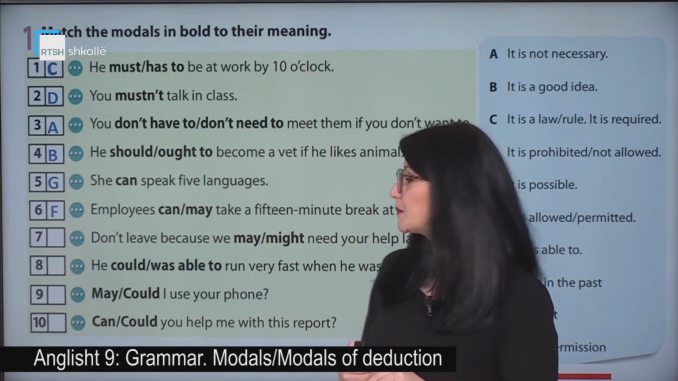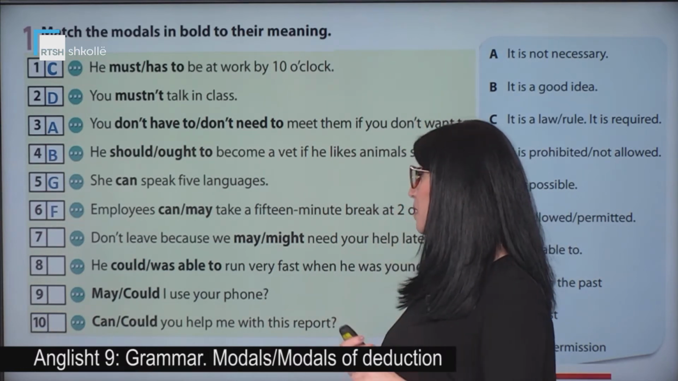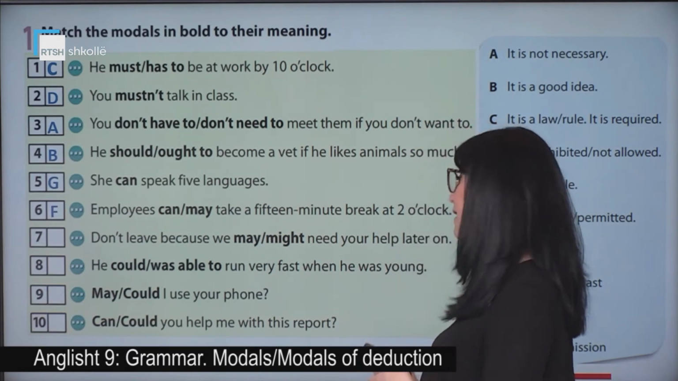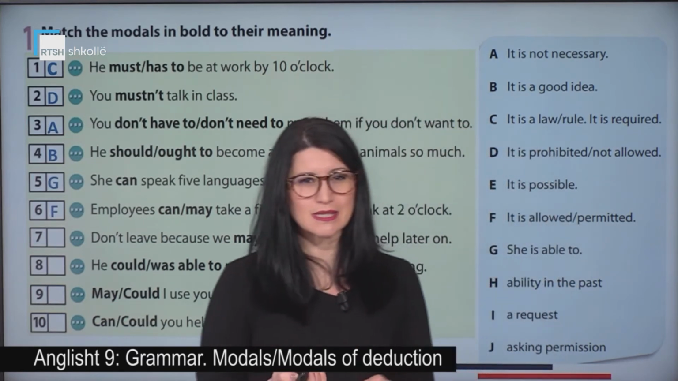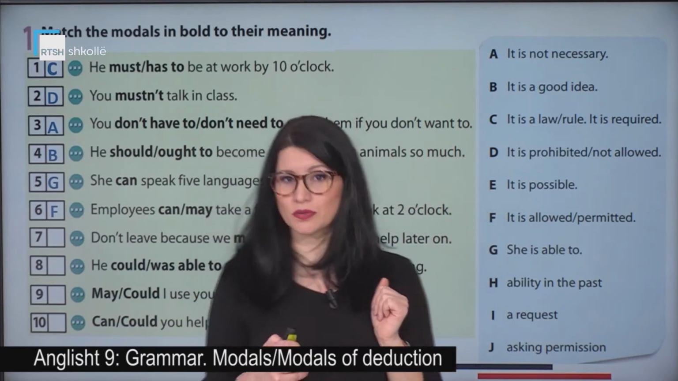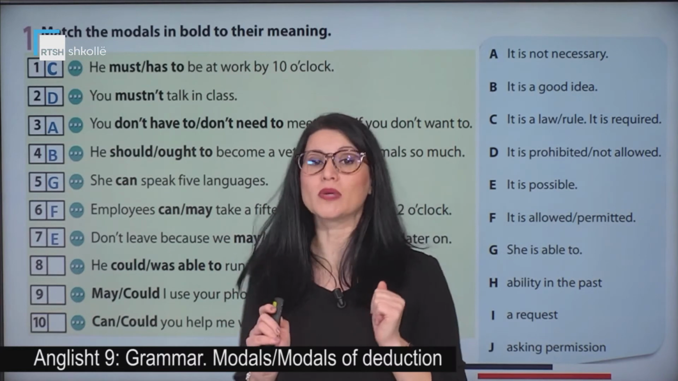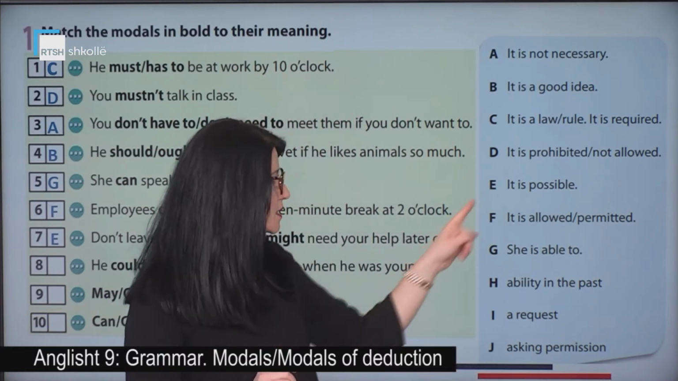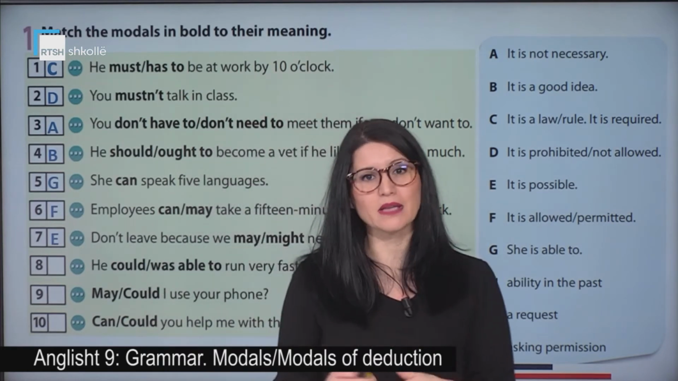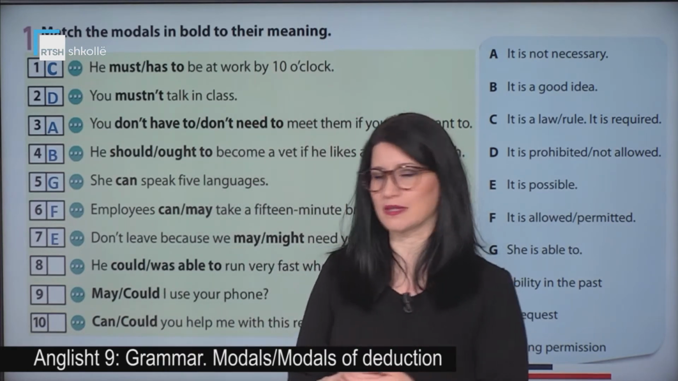Sentence number 7. Don't leave because we may or might need your help later on. So what does this sentence express? We have the uses here. So what do you think? It is matched with E. And here it is. It is possible that we need your help. So may and might are used to express possibility.